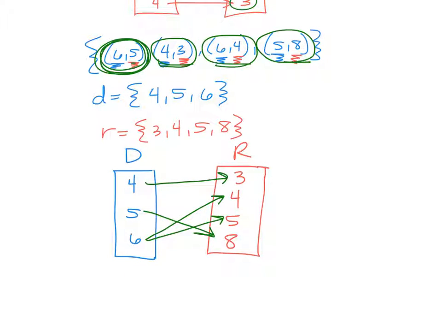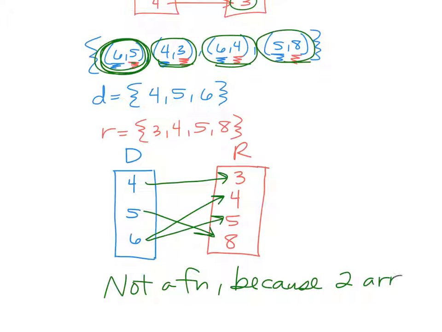The question is, is it a function? No. Why? It's not a function because you have 2 arrows from the 6, right? So this makes it not a function. Keep in mind, it is okay to have 2 arrows meeting at the range. That's okay. You just cannot have 2 coming off of the domain.